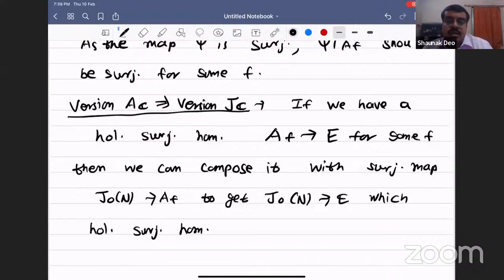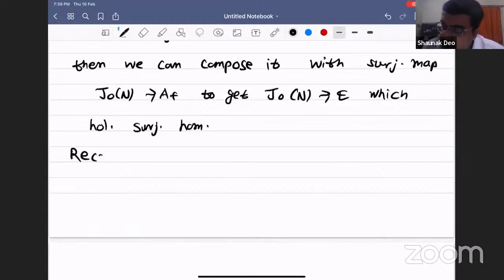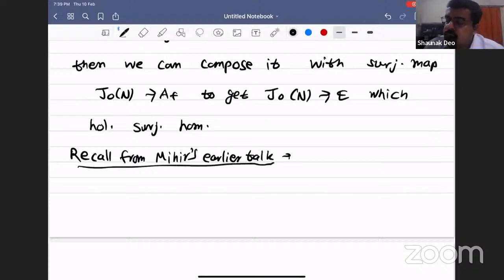But another point is that all of this picture can be shifted to Q, because X naught of n is actually an algebraic curve over Q. Recall from Mihir's earlier talk, he gave a Riemann surface structure to X naught of n, which made it a compact Riemann surface, which made it into an algebraic curve over C. And in fact, he then proved that it has a model over Q. It has an equation over Q. This was, I think, sometime in October last year.